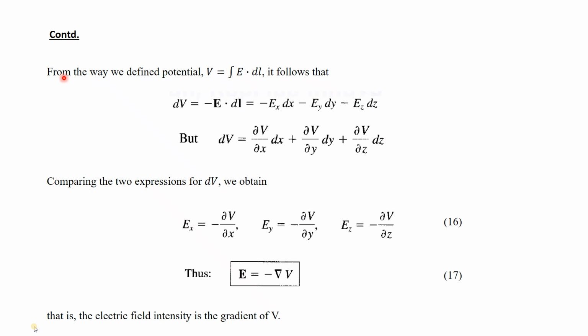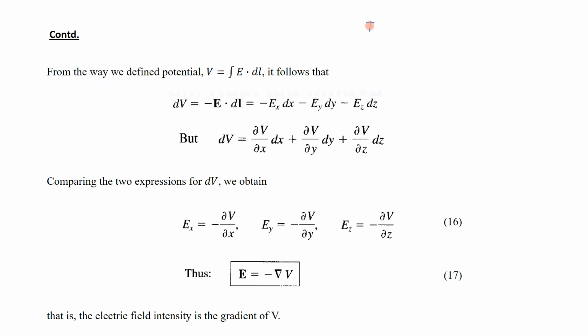Now in vector differential form, we can represent it this way. This is the integral form we know, V equals minus the line integral of E dot dl, it follows. Now suppose we differentiate both sides, LHS and RHS, what can we write? We can write dV, the derivative, equals, the integration sign will be gone, so minus E dot dl. So what is E dot dl?